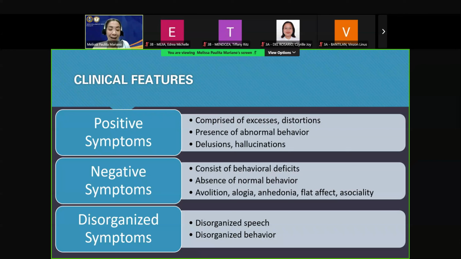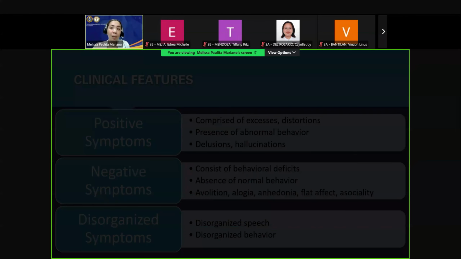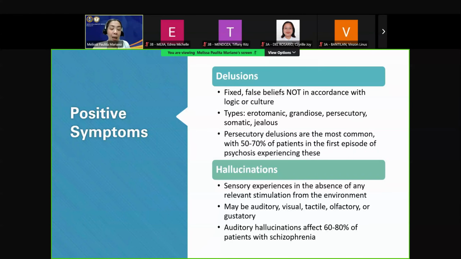Finally, there are the disorganized symptoms, and this includes disorganized speech and disorganized behavior. We'll go through them in some more detail as time allows. For positive symptoms, I mentioned there were two. These are not normally present in people without psychosis or schizophrenia.